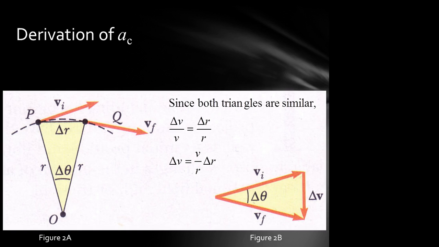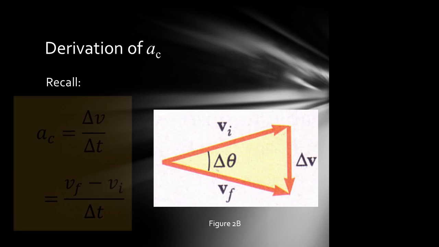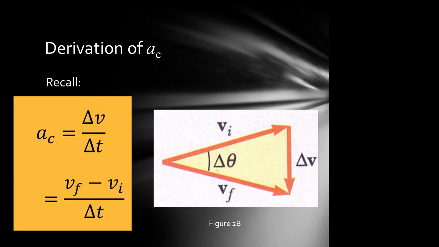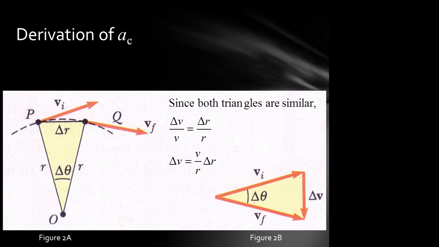Now what was the objective of all this? It's so that we can find an expression for acceleration, and acceleration is nothing but delta V over delta T. So that was why we wanted to compare these. We wanted to find a way to express delta V as a ratio of the radius, because the radius of the circle is something we know in circular motion. So once we compare these two similar triangles, we find that we can express delta V as V over R times delta R. So V is the velocity, R is the radius, and delta R is the small change in distance when you move from P to Q.